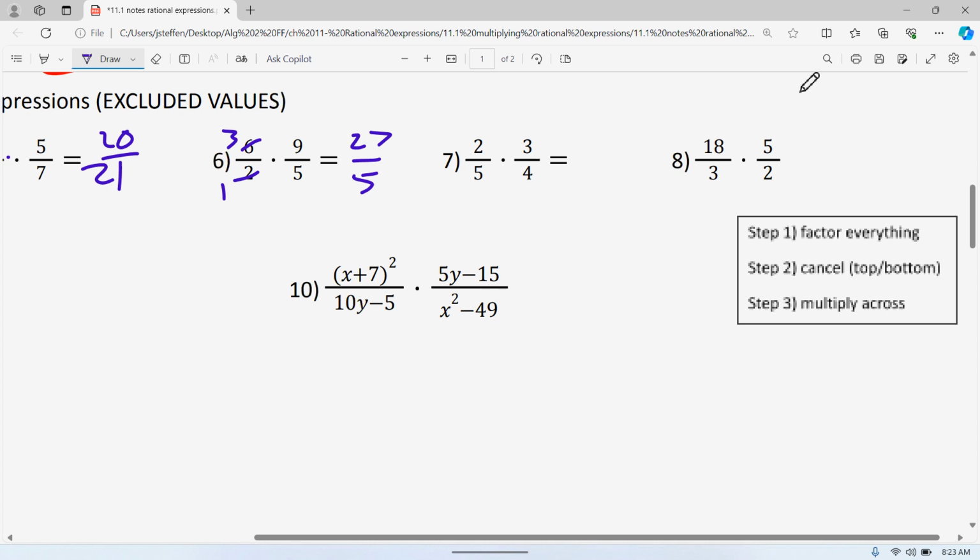So the 2 and the 4 can cancel. 2 goes into 2 once. So 1 times 3 is 3. 5 times 2 is 10.